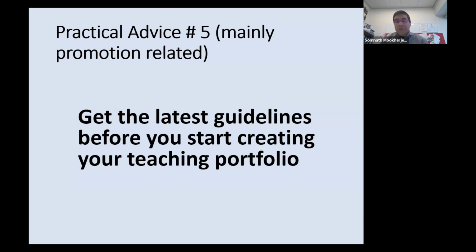I got burnt on this the first time when I put mine together, because I'd put everything together since I graduated residency. And then at the very last minute, when I submitted it, they said, oh, we only want stuff from your last promotion onward. And so delete everything else. And I was like, that's insane. That's most of the stuff that I've done, over years. It takes years and years and years to do stuff. So that was kind of a bummer. I ended up including it anyway, but I can see where that kind of thing can trip you up. So make sure you got the latest guidelines.